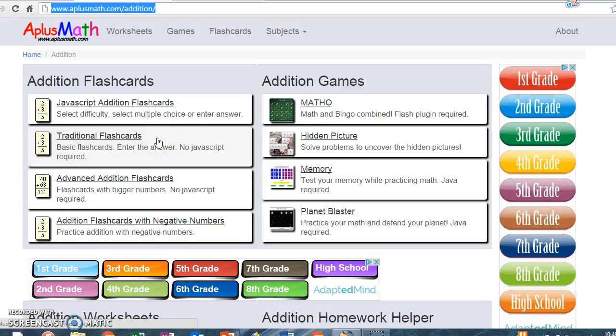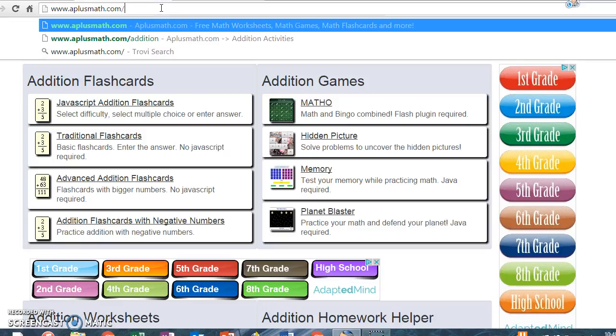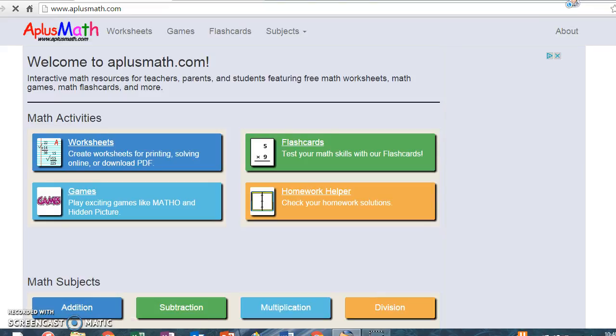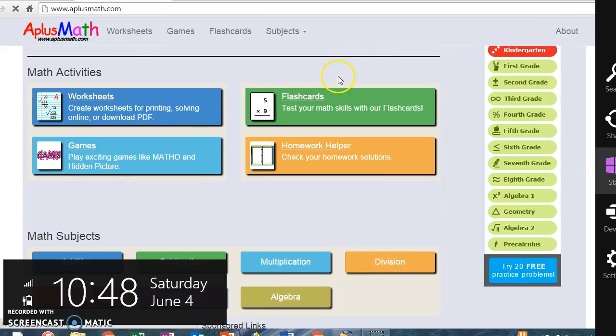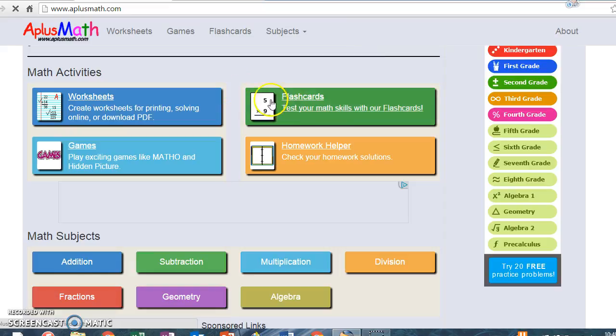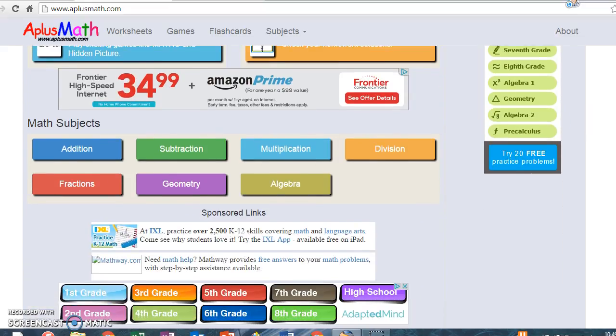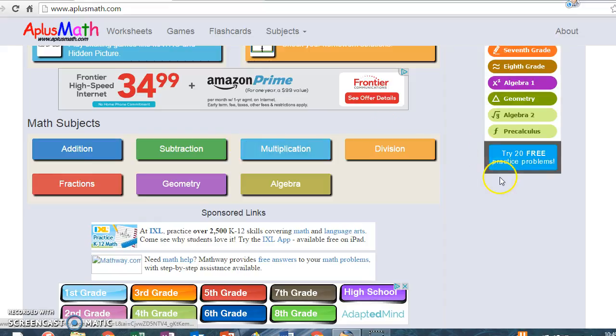The website that I chose to review is called aplusmath.com. As you can see, I'm on the addition worksheet right now, but if we go back, we can go to the main screen. This is what the main screen looks like. There's options for different math activities, which are worksheets, flashcards, homework helper, and games. And there's also, a little bit further down, addition, subtraction, multiplication, division, fractions, geometry, and algebra.